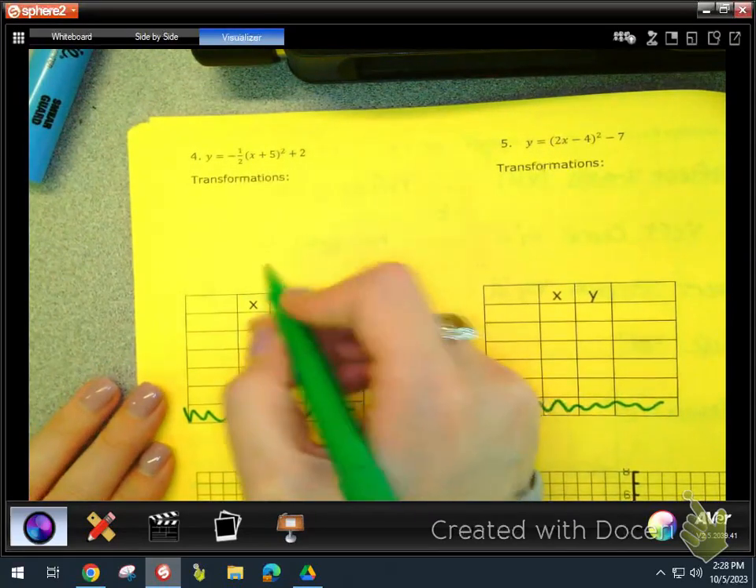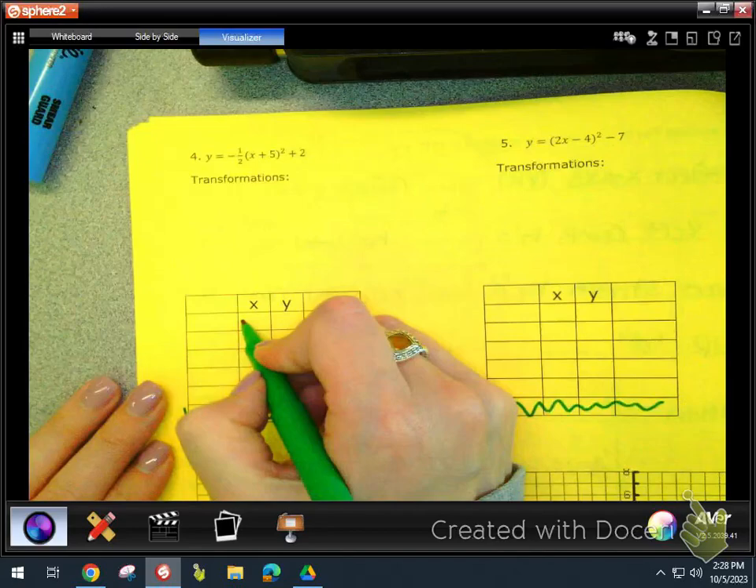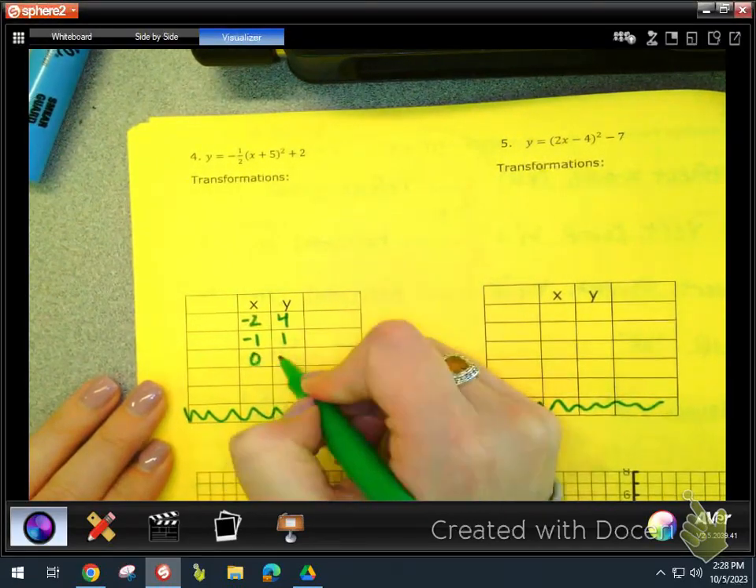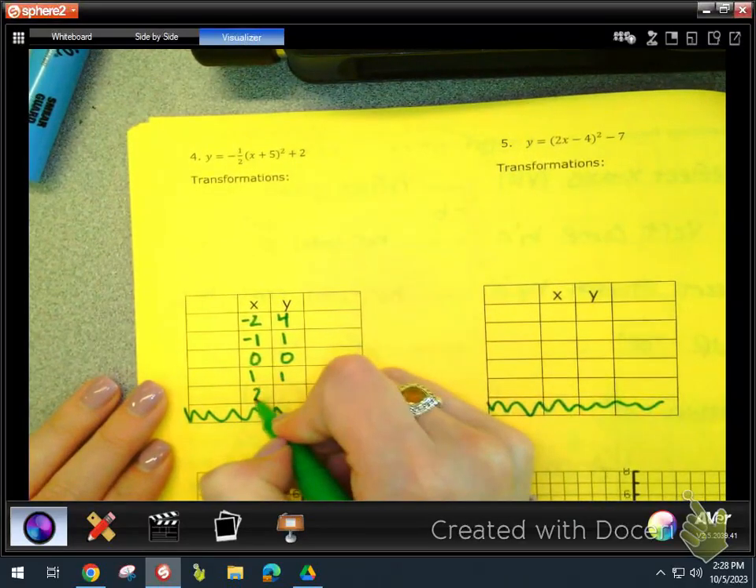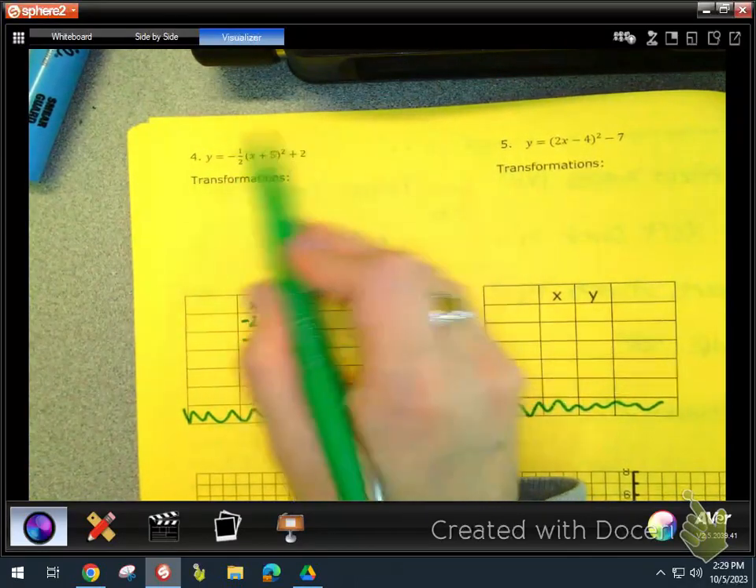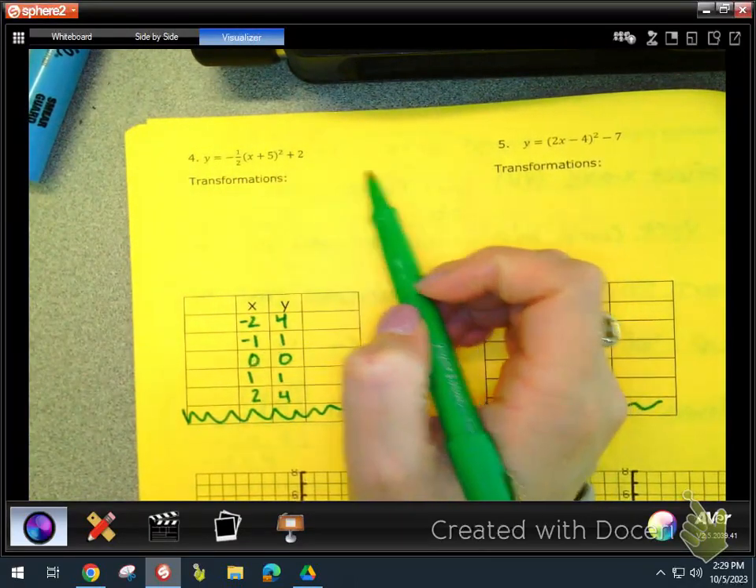Okay, so what are my parent function points going to be? -2, 4. -1, 1, 0, 0, 1, 1, 2, 4. Yep. If you get stumped, you're going -2 to +2 on the X because those are the smallest X's we can pick without going into fractions. And then you just square those numbers. We're squaring now. This starts to confuse people, not as much with absolute value. It confuses people more with quadratics and other functions that we'll do later.